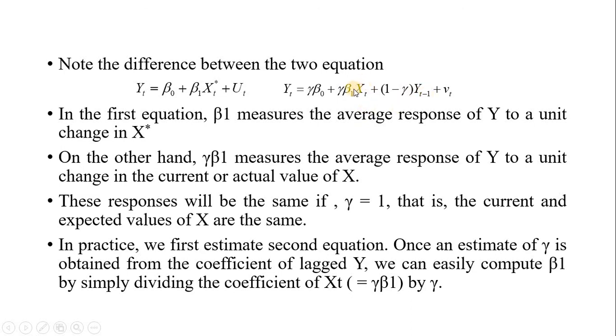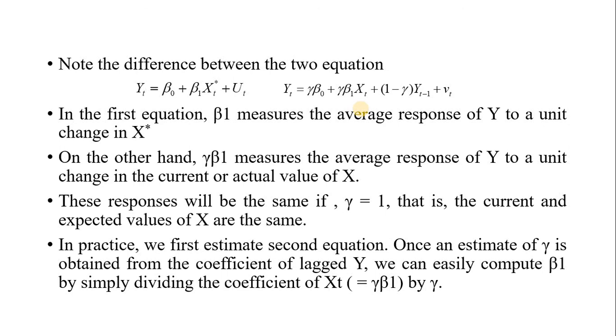If you regress yt on xt and yt minus 1, you will get an intercept. This intercept will be gamma beta 0, and you will get a slope coefficient for xt, and this slope coefficient will be a multiple of gamma and beta 1. And the coefficient of yt minus 1 will be 1 minus gamma. So once you find out the gamma coefficient from this equation, we can easily find out the value of your beta 1.